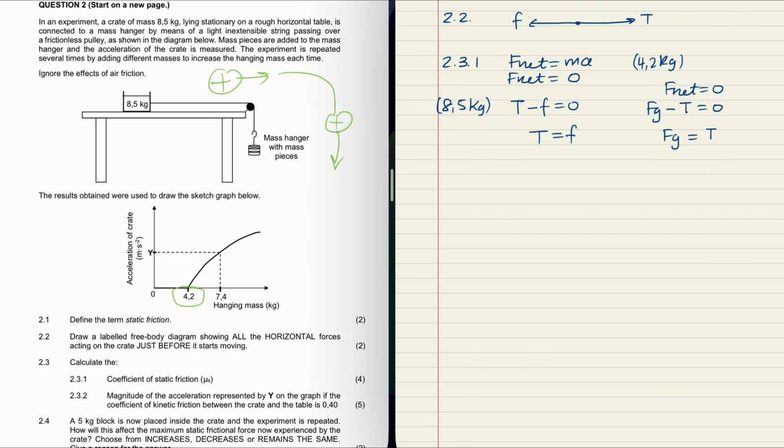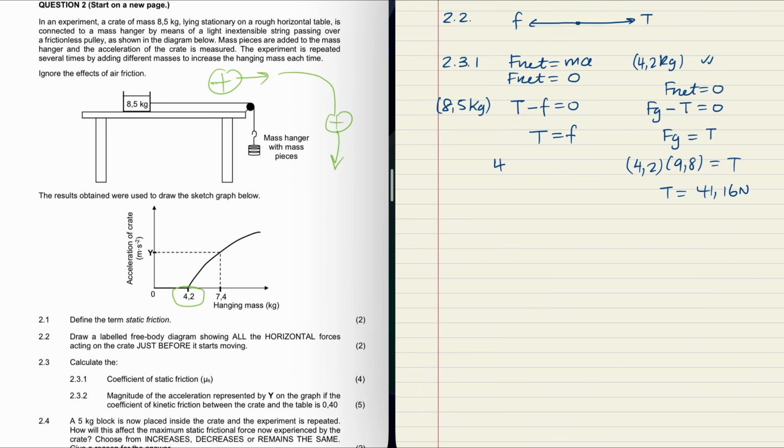So the question is asking what is the coefficient of static friction. If I can work out what the tension is, then I can work out what the coefficient of friction is. So the tension, I can start by calculating it from here. So mg, so 4.2 multiplied by 9.8 is my tension. And that means my tension is equal to 41.16 newtons.